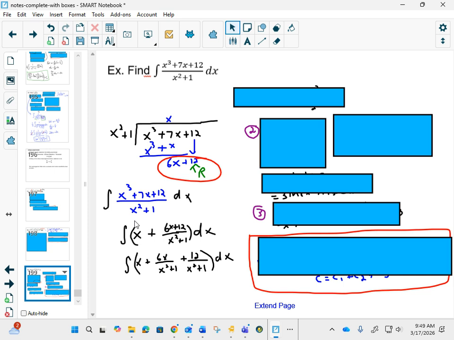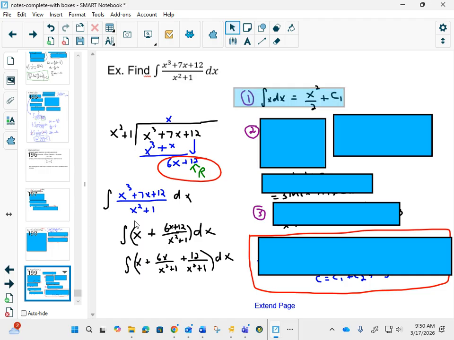Is it completing the square? No. It sort of is, but it's already completed. Do you see that you have an x squared plus 1 on the bottom? That's a tan inverse. 12 times that.